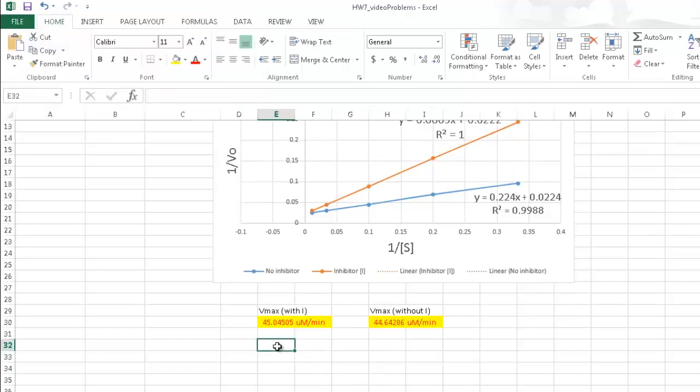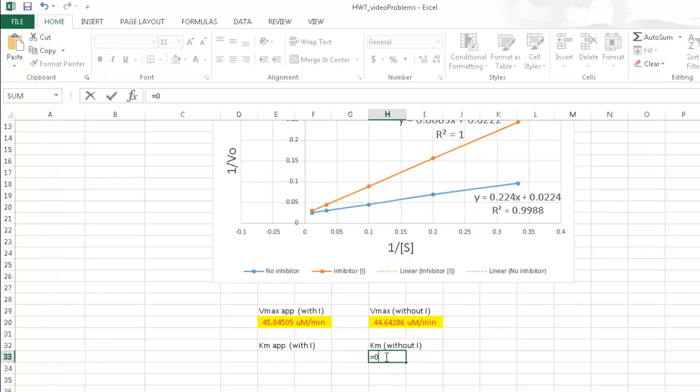Let's calculate Km now. We have to extend the line to the minus x-axis, because this is Excel and Excel can't do that for us. And where it hits the x-intercept is where y is 0. So we have to do a little manipulation here. Y is equal to 0. X is going to equal minus 0.0224 divided by 0.224. So it equals minus 0.0224 divided by 0.224. We have to take the negative reciprocal of that. So taking the negative reciprocal, we get a value of 10.